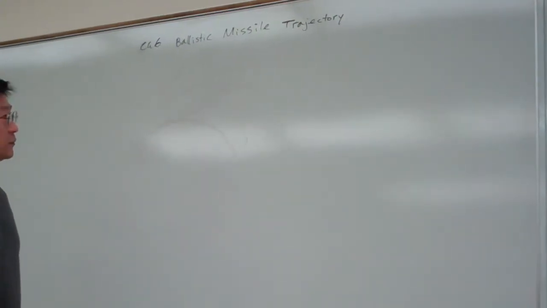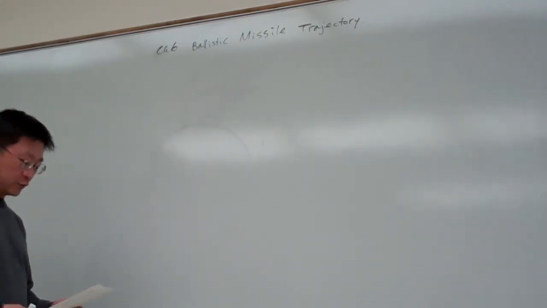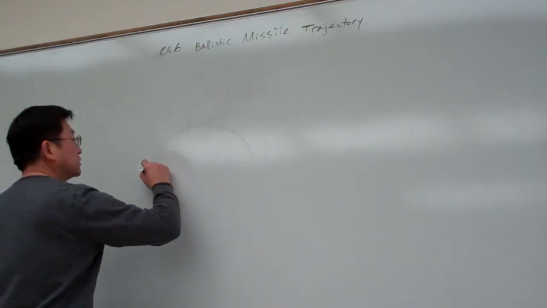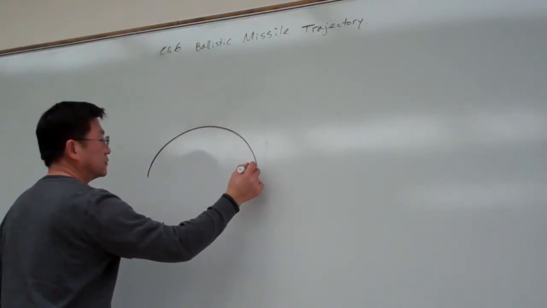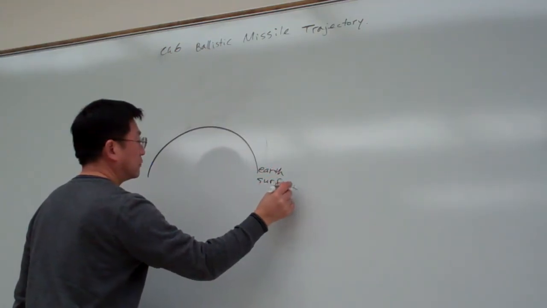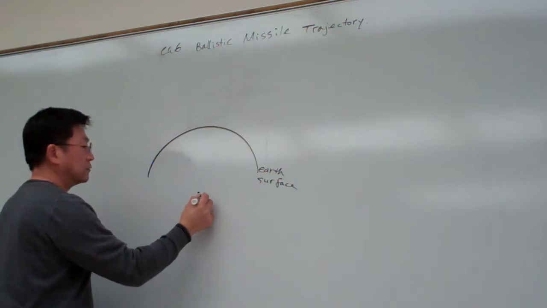Talk about the ballistic missile trajectory. And before doing that one, I would like to give you certain terminologies. So here, this is our Earth's surface. And this is the center here.